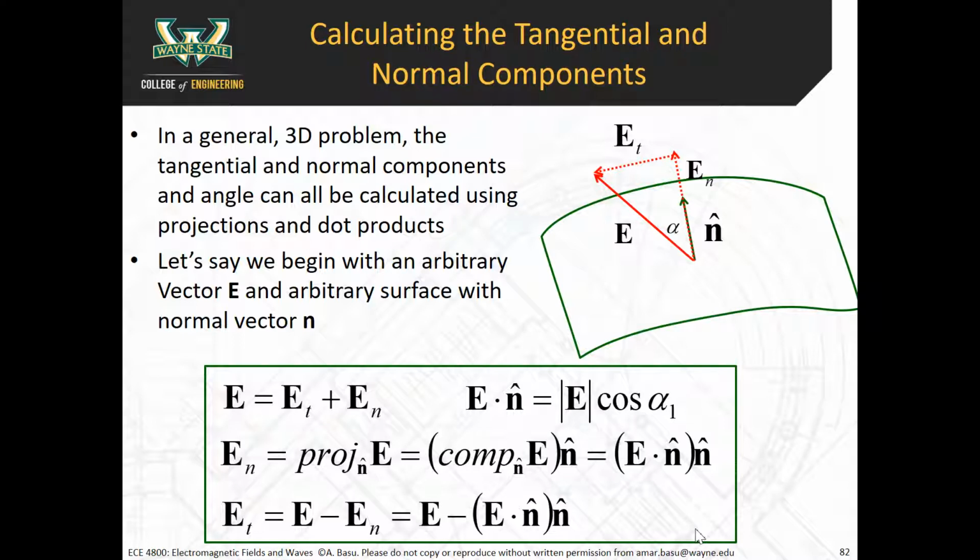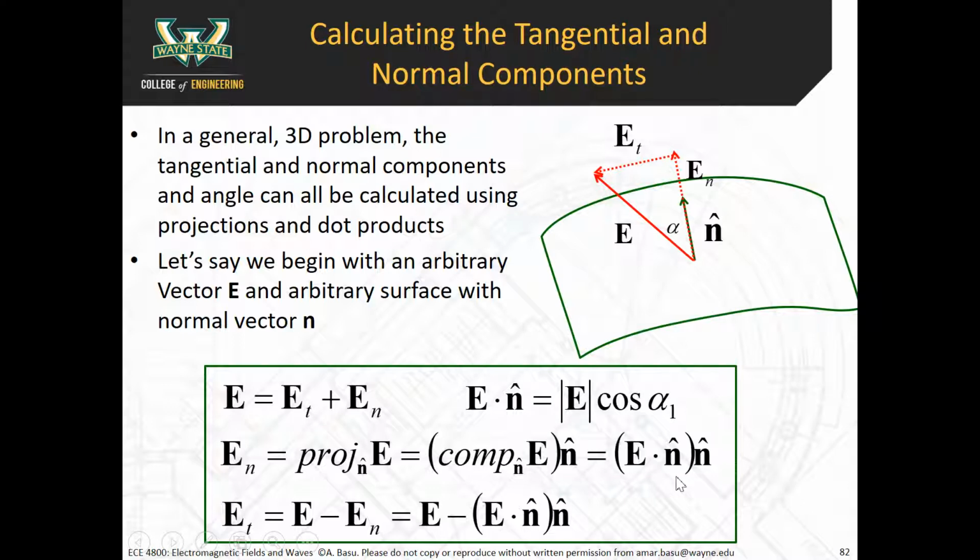This is when we were doing vector math. If you have an arbitrary surface that has a surface normal vector n hat, and then you have an arbitrary vector E, if you want to find the tangential and normal components, this is how you do it. The normal component, which we're finding out right now, is a projection of E on n hat. And n hat is the surface normal vector, the unit vector in that direction. So we have to figure out the unit vector. So this is equal to the component of E on n hat times n hat, which is E dot n hat times n hat. It's those cross products coming back.